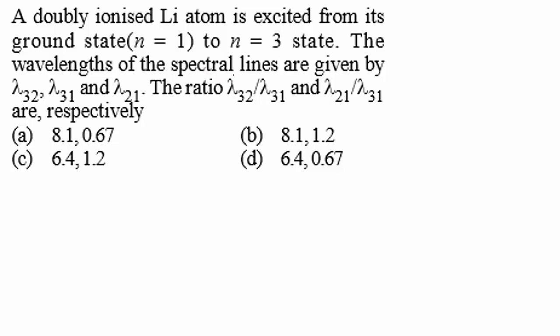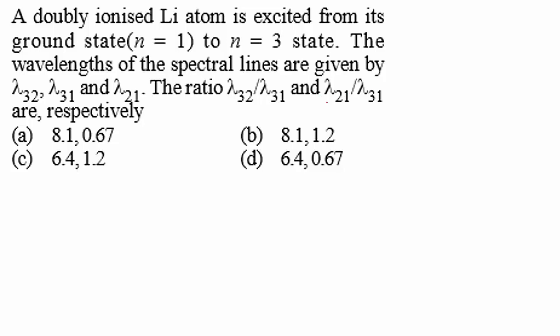A doubly ionized lithium atom is excited from its ground state n equal to 1 to the n equal to 3 state. The wavelengths of the spectral lines are given by lambda 3 2 and lambda 3 1 for the transition from 3 to 1, and lambda 2 1 for the transition from 2 to 1. The ratios lambda 3 2 divided by lambda 3 1 and lambda 2 1 divided by lambda 3 1 are respectively.